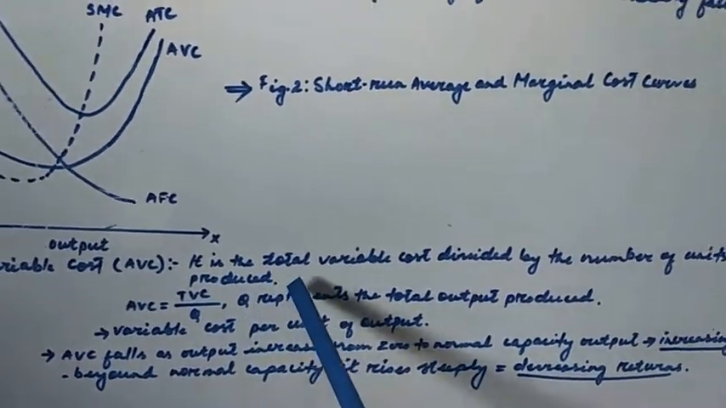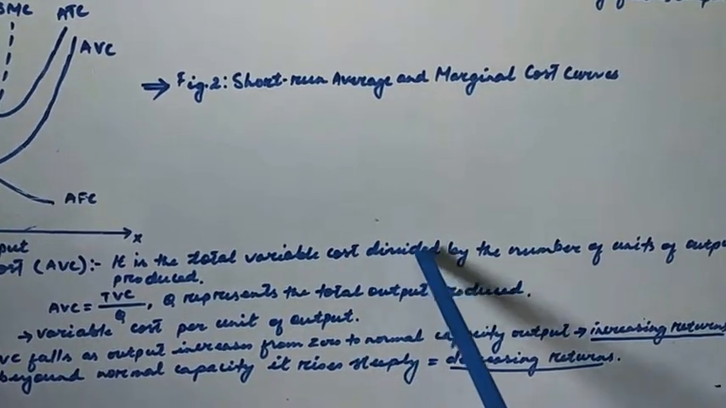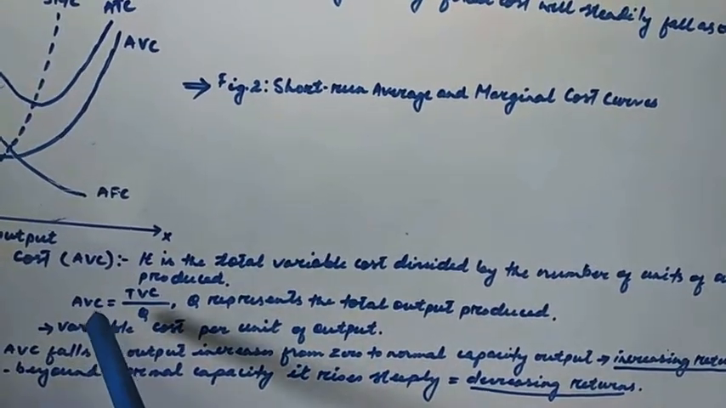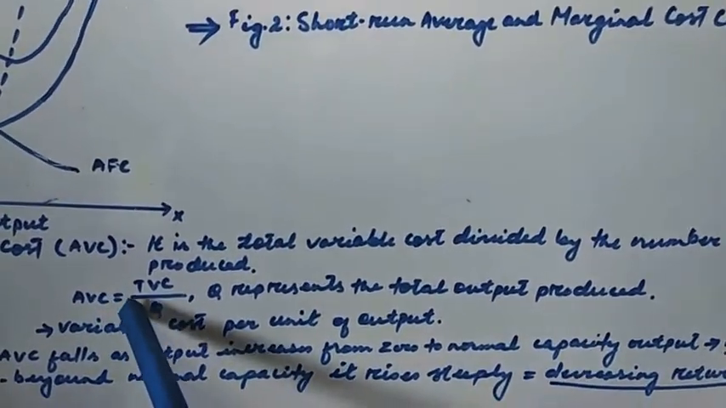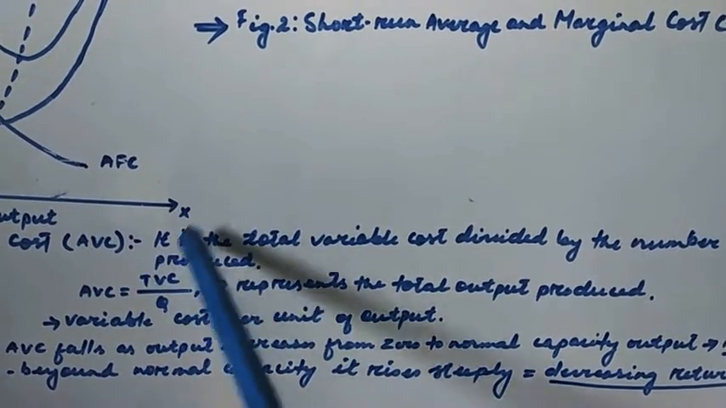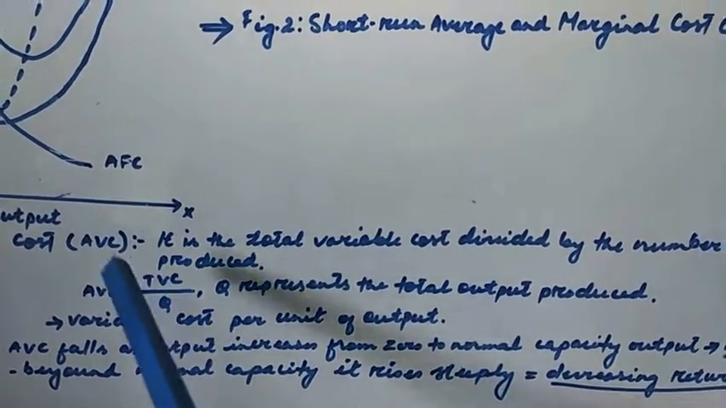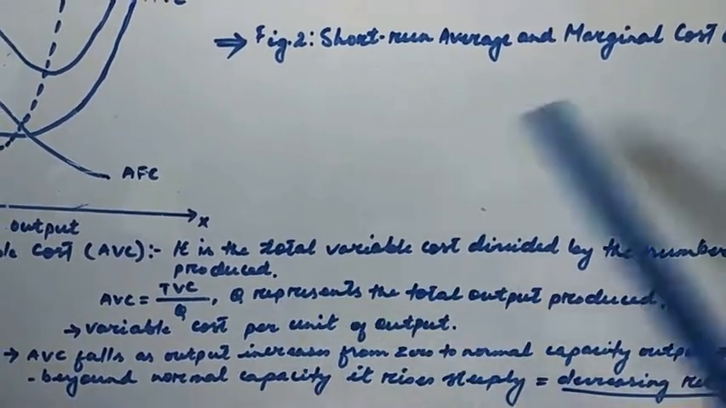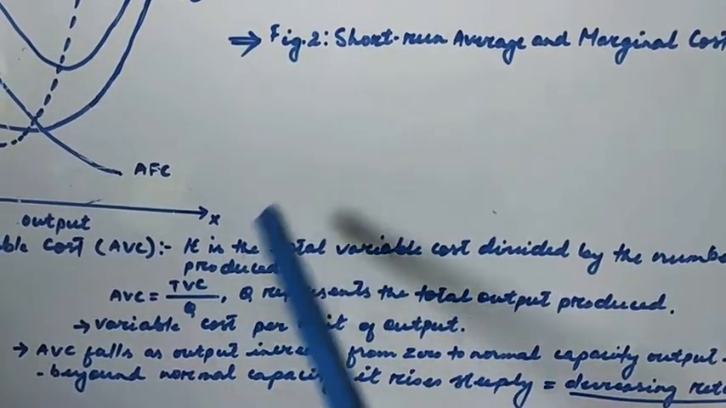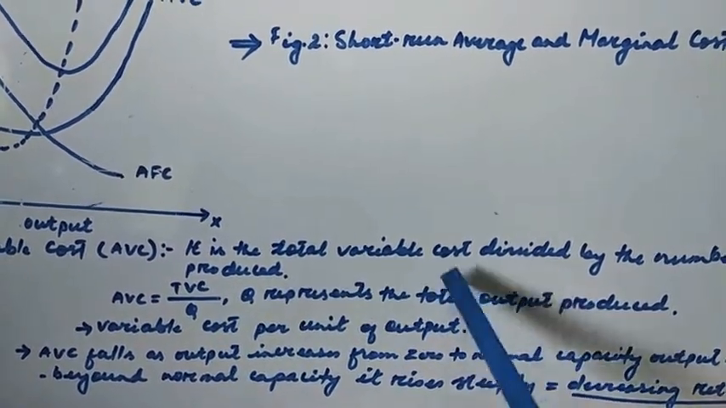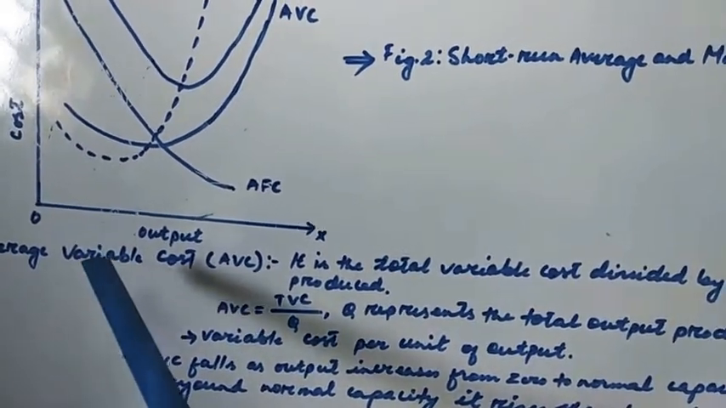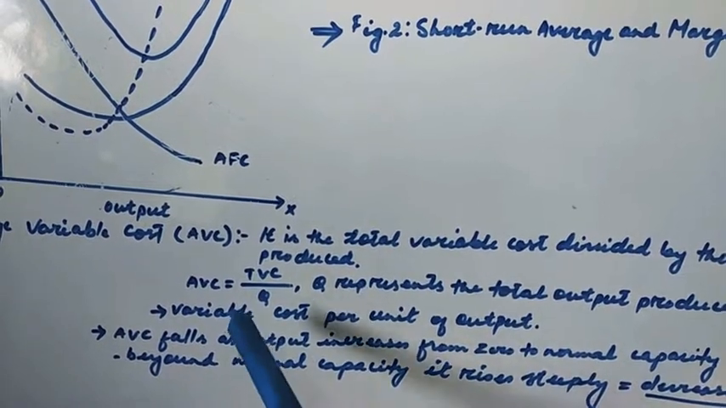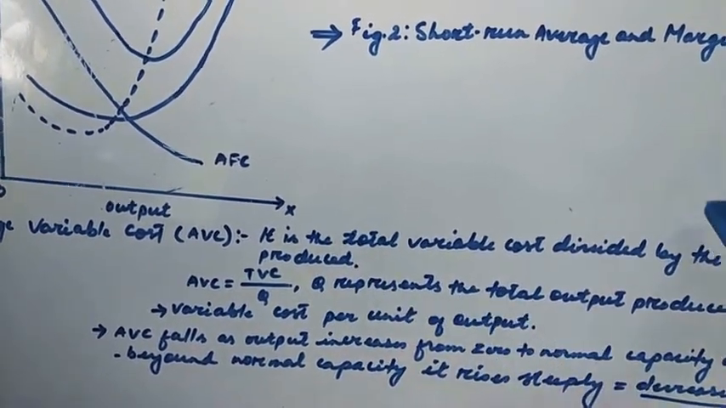It is nothing but the total variable cost divided by the number of units of output produced. So in short, average variable cost can be given by total variable cost divided by the output that is produced, where Q represents the total output produced. You just divide the total variable cost by the total output, and what you get is the average variable cost, the variable cost per unit of output.